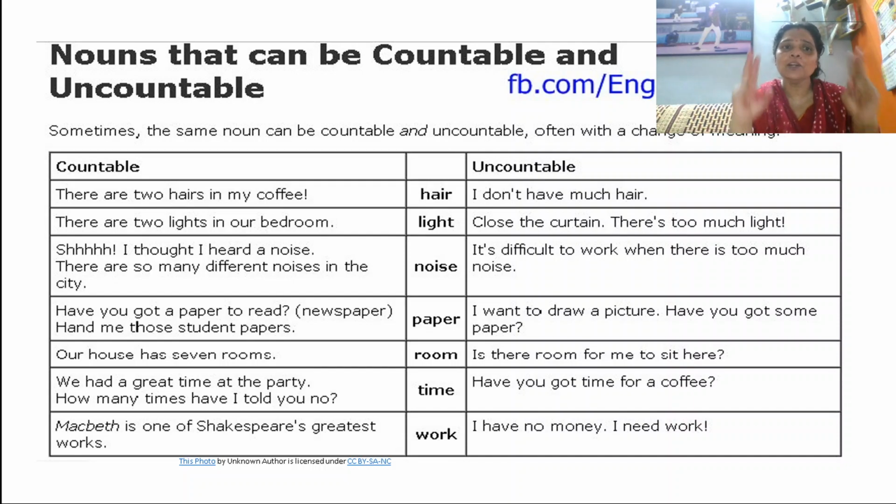Simply. There are two lights in our bedroom. यहाँ पे light is countable, but यहाँ पे close the curtain, there is too much light, so it is uncountable. Please understand what I am saying. There are so many different noises in the city. I thought I heard a noise. यहाँ पे a noise. Noise is uncountable, but यहाँ पे what I put here? A article, so it will be countable. But यहाँ पे क्या हो रहा है? It's difficult to walk when there is too much noise. यहाँ पे noise is uncountable. You can see the difference.